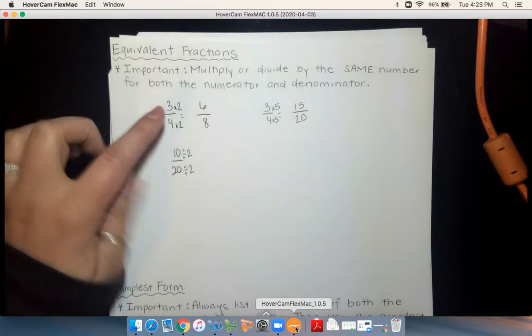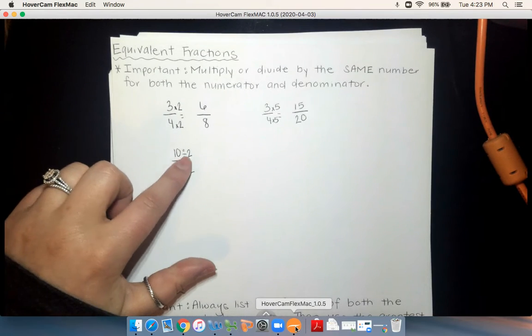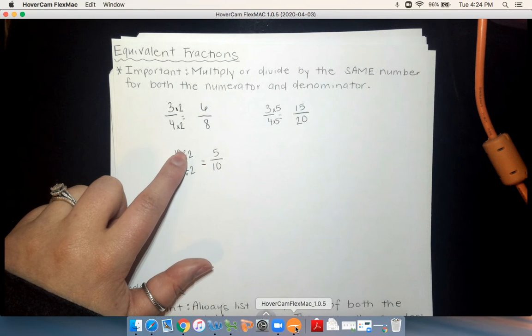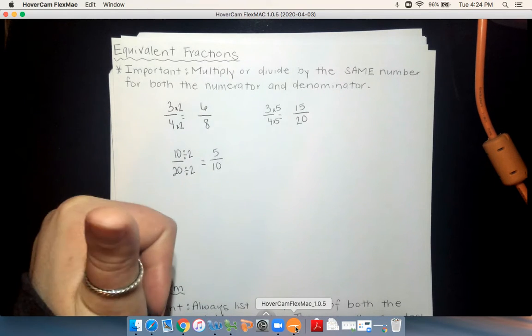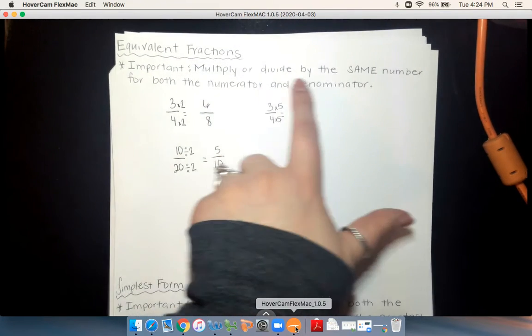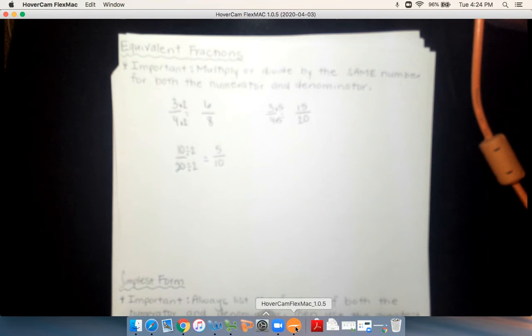Just like I did up here, except instead of multiplying, I'm dividing, I'm going to go straight across. 10 divided by 2 is 5, and 20 divided by 2 is 10. So 10/20 is equivalent to 5/10, and I could do that with division. As long as you do the same to the top that you did to the bottom, you're good to go. I even wrote that note up here: multiply or divide by the same number to both the numerator and the denominator. So that's equivalent fractions.